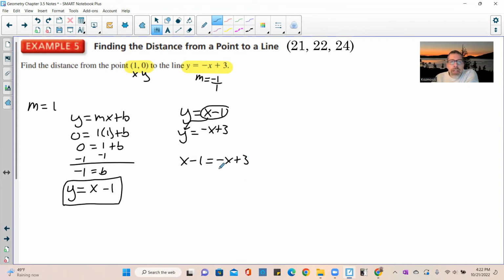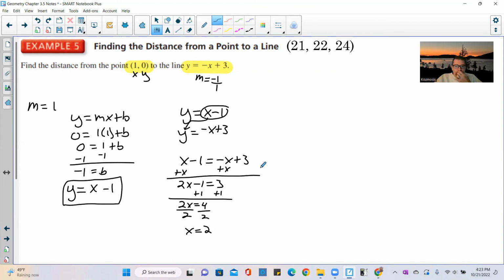Okay, all your x's on one side, you want them positive, so I'm going to add an x to both sides. And I get 2x minus 1 equals 3. I want to get rid of this 1, and that is going to give me 2x equals 4. Divide both sides by 2, and I get x equals 2. Now the book shows us doing that two different ways. I found x equals 2. Well, if I put 2 in here, 2 minus 1 is 1. And if I put 2 in here, -2 plus 3 is 1. In both of those substitutions, I get y equals 1.